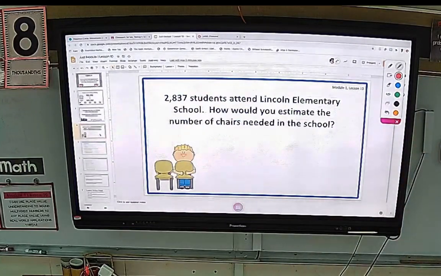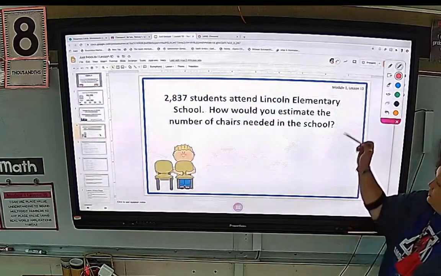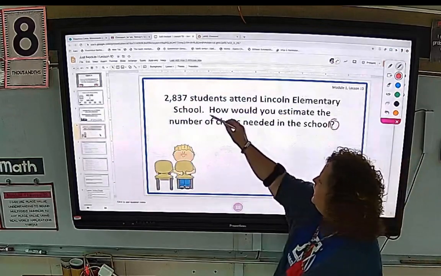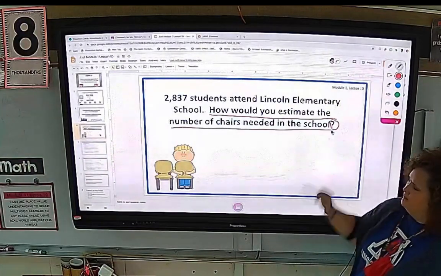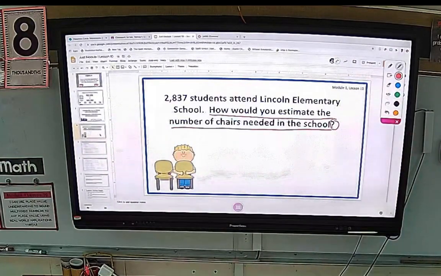All right, read that for us nice and loud. Somebody. Martin, go ahead. 2,837 students attended Lincoln Elementary School. How would you estimate the number of chairs needed for the school? Okay. So the question, we always find that question, how would you estimate the number of chairs needed in the school? Estimate. We've not seen that word a whole lot. What is that word kind of cluing us that we're going to be doing?